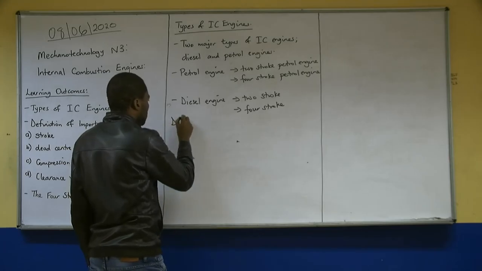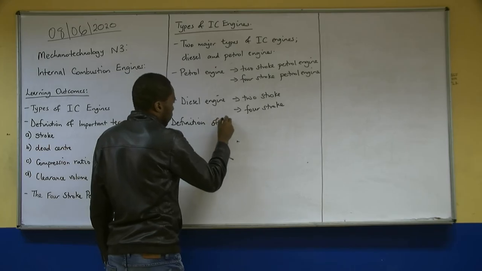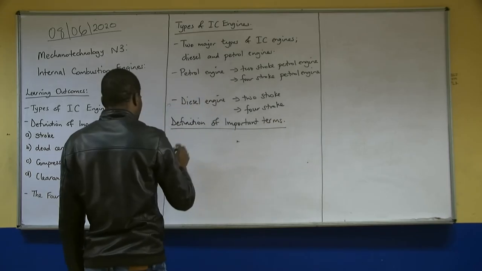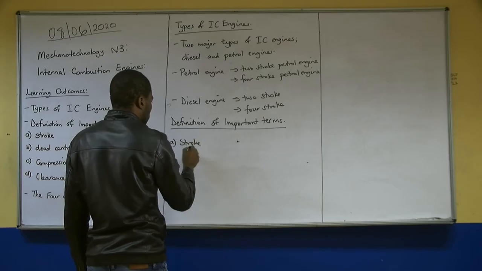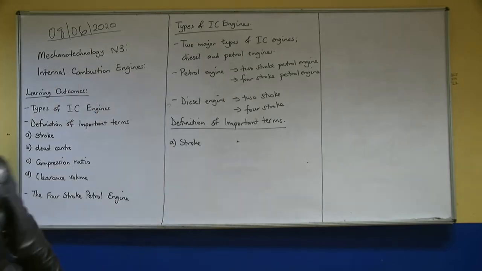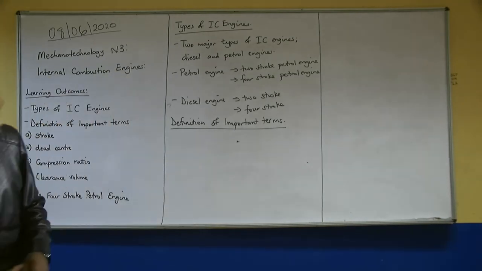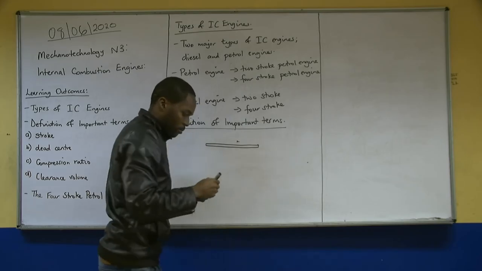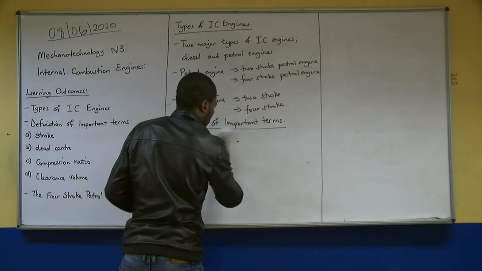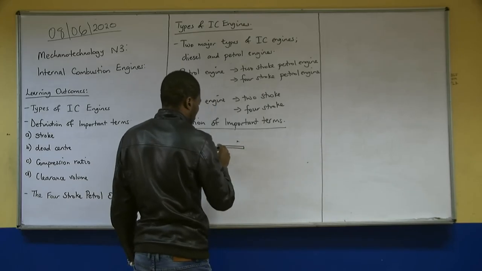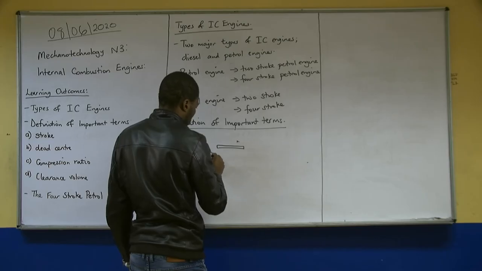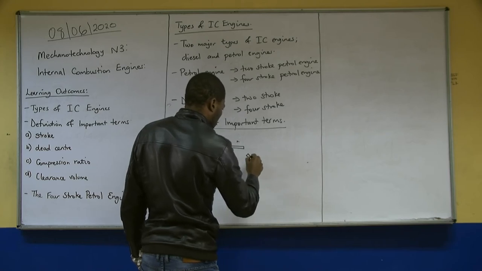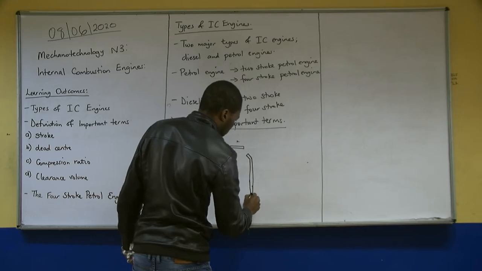Right, now let's move on to the definition of important terms. The first term that you are going to look at is the stroke. Right, before we define that, let's just look at our cylinder there. A simplified diagram showing our cylinder. It will be much easier to define these terms knowing how a cylinder looks like.